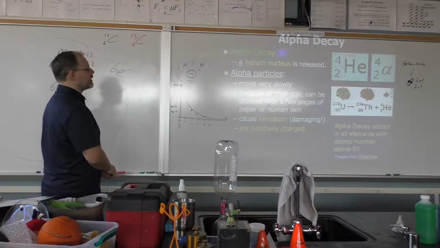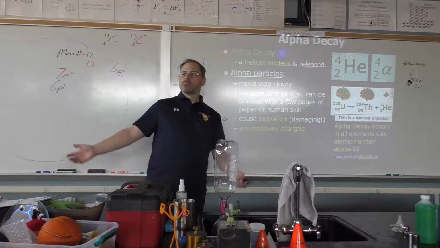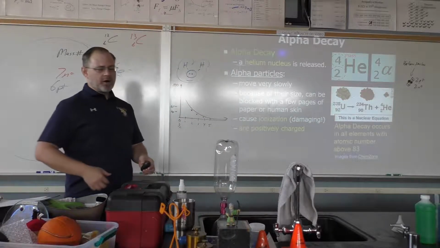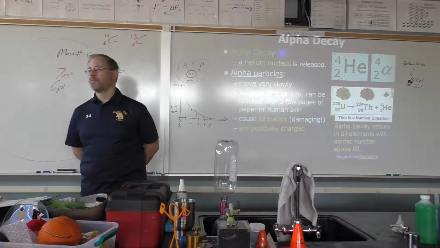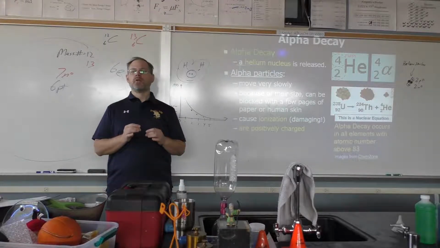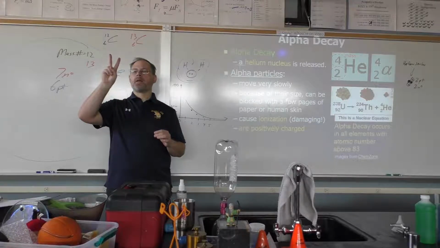Some properties of alpha particles: they move slowly, and they're really big. But they are ionizing, meaning they are positively charged. This is important. An alpha particle is positively charged. It has 2 protons and how many electrons?